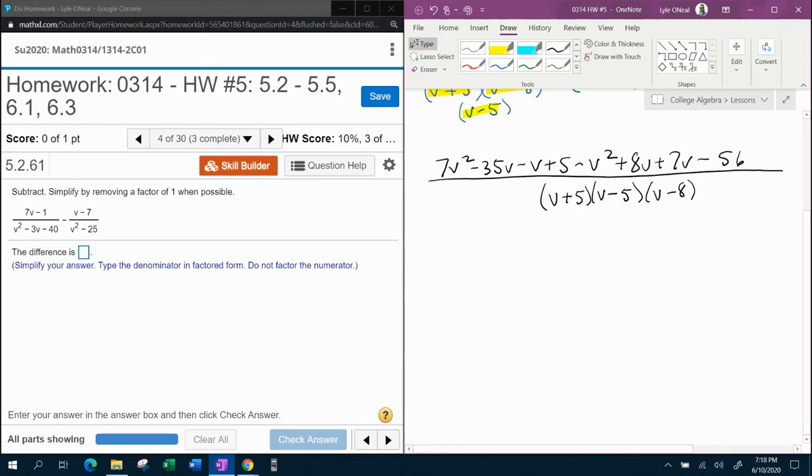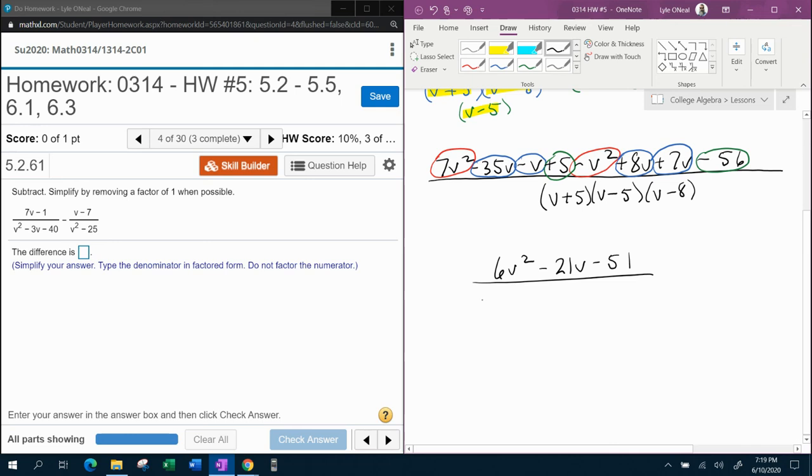Now we're going to do a little CLT, a little combined like terms. 7v squared minus v squared, that is a 6v squared. And then I've got negative 35v and a negative v, that's negative 36v. Plus 8v would be a negative 28v. Plus 7v would be a negative 21v. And then last but not least, we have the constants. 5 minus 56 is a negative 51.